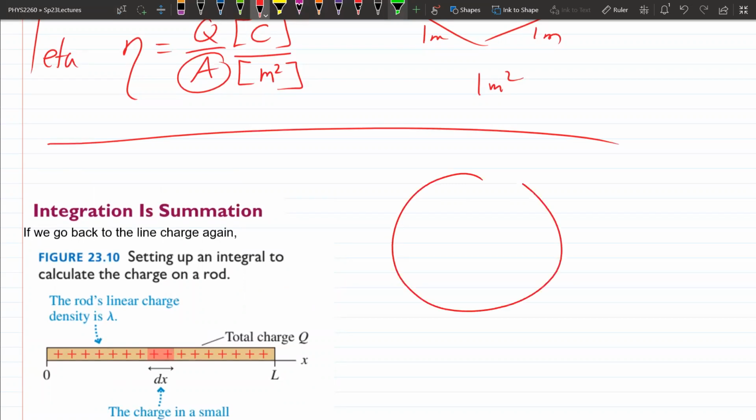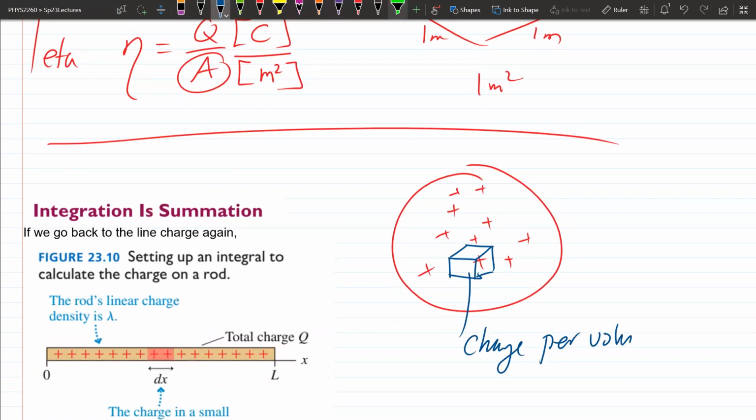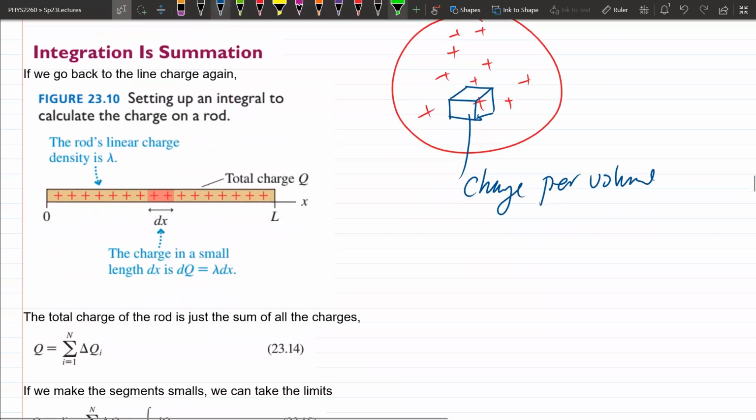And since I have maybe like a minute left, I'll do the same thing with the sphere. So let's say you have a sphere, and you have a bunch of plus charges in the sphere. But I want to figure out a little box here. How much charge is there per volume? Per volume, what I'm going to do is use a letter rho, R-H-O. And that's the amount of charge per volume.